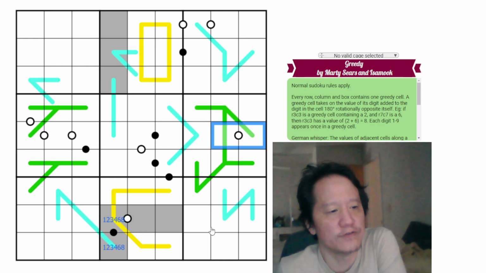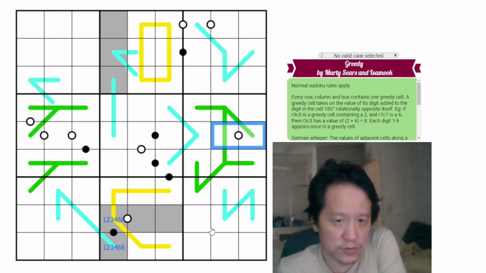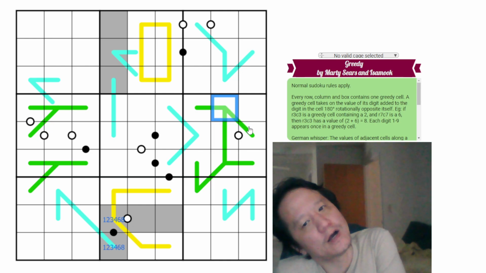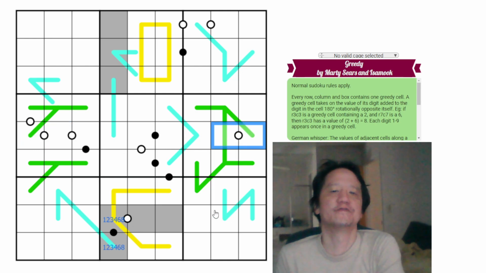These are consecutive values. So this could be high. These are consecutive values.